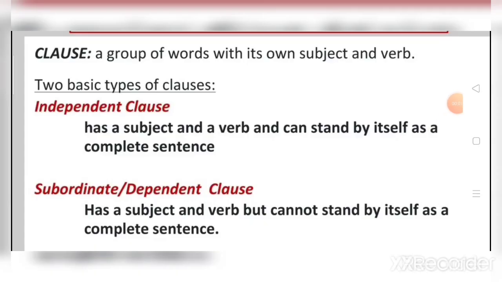Students, before learning about conditional clauses, let us learn what we mean by a clause. A clause is a group of words with its own subject and verb. We have two basic types of clauses. They are the independent clause, which has a subject and a verb and can stand by itself as a complete sentence, and the subordinate or dependent clause. It has a subject and a verb but cannot stand by itself as a complete sentence.